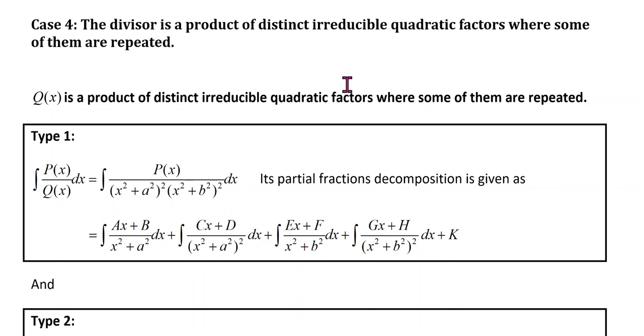Okay, so we're now still doing the partial fraction decomposition method and the integration of a rational function. Now we're going to deal with case 4. Case 4 is basically where the denominator Q of x is a product of distinct, irreducible quadratic factors, where some of them are repeated.